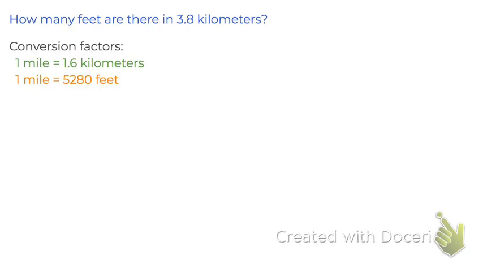So first let's start off and write down 3.8 kilometers, and I'm going to abbreviate that. And I like just to make this a fraction, so I'm going to put 3.8 kilometers divided by 1. Now, in order to change this, I am going to multiply it by a version of 1. We can multiply any number by 1, and it doesn't change its value.